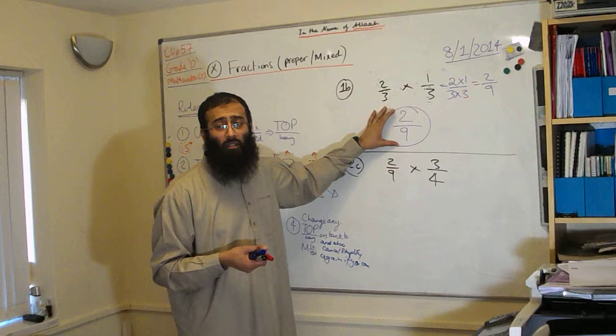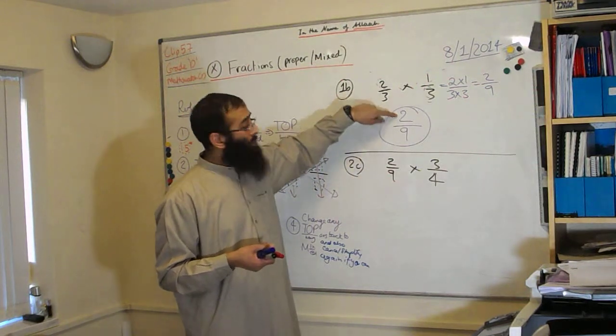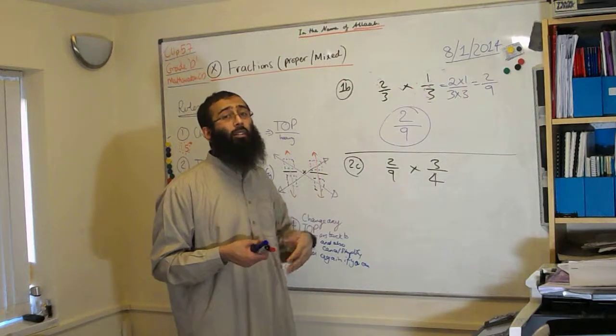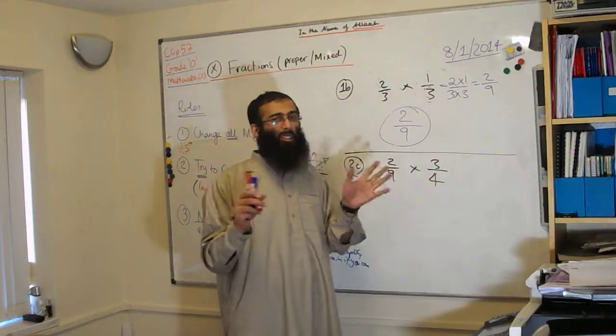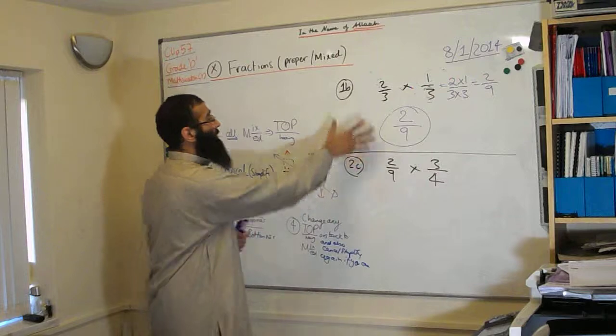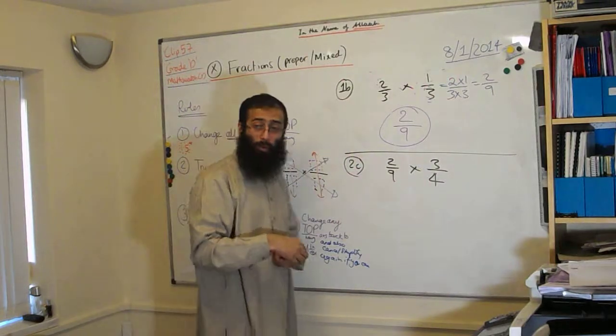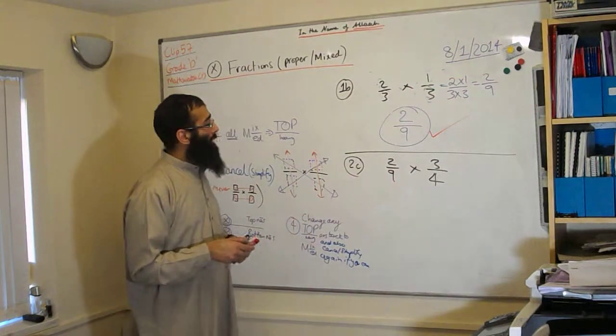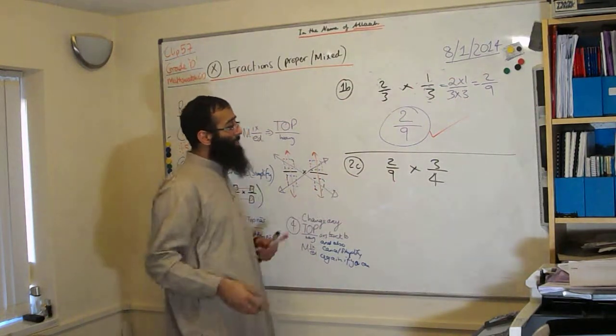Can we cancel it? That's a prime number. That's not a prime number. You can't cancel that any further than that. They don't share any common factors apart from 1, and dividing by 1 is a no-go area because it doesn't do anything. So that question is done. Are we happy with that one? You finished that one. Okay, right, next question, question 2C.